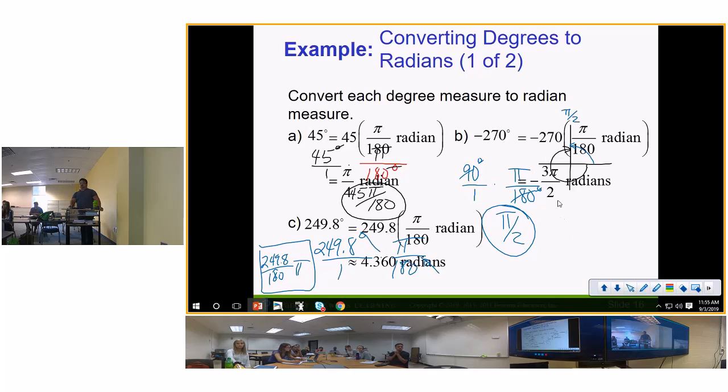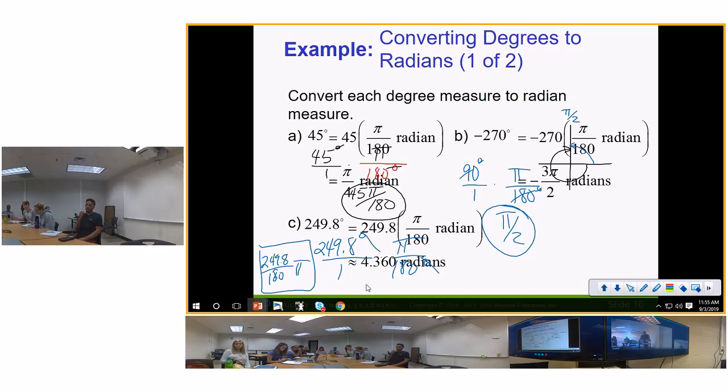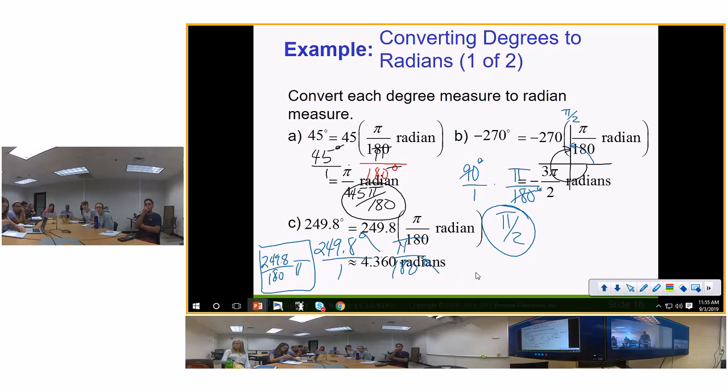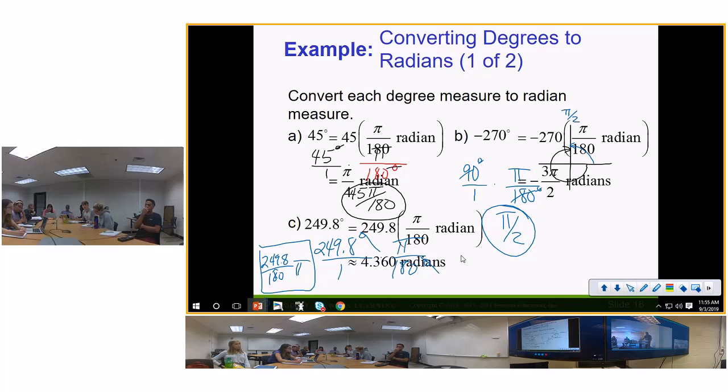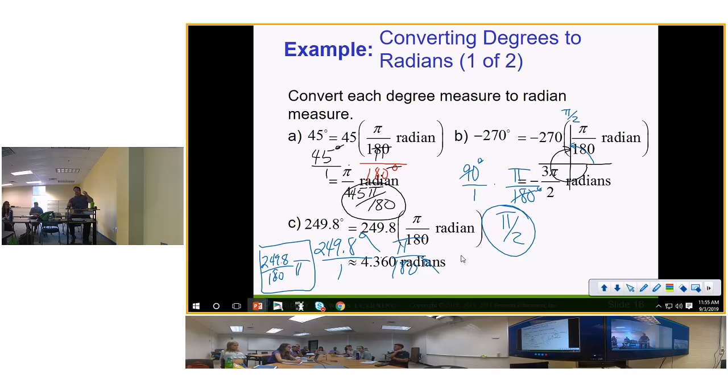That's incorrect. Somebody take 249.8 and divide by 180. What do you get? 1.4? I got 1.4, but I didn't do the pi. Multiply that by pi. Sorry. That's right, 4.3. Did you get 4.3? They multiplied by pi. I didn't.